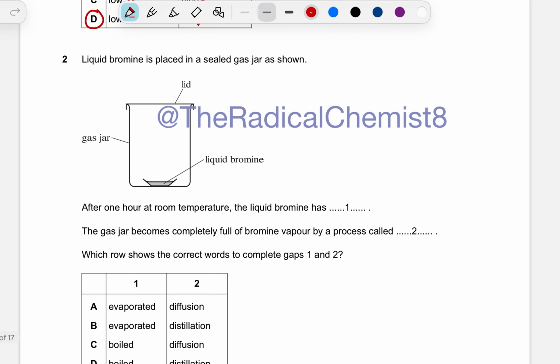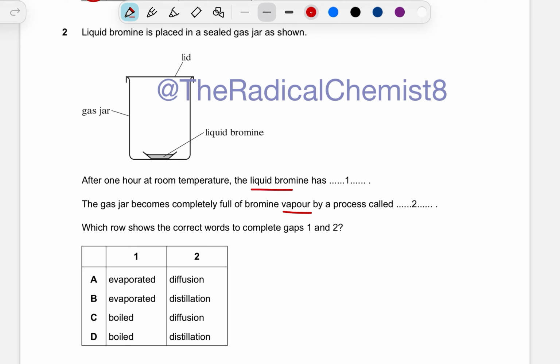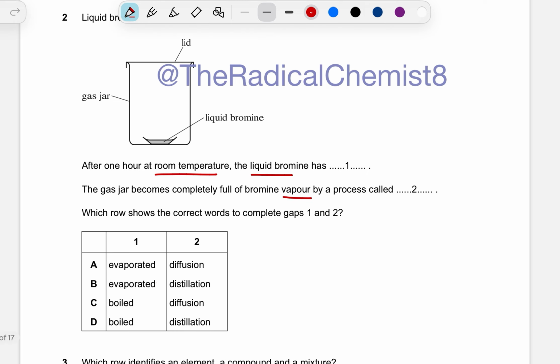Question 2. Liquid bromine is placed in a sealed gas jar as shown. After 1 hour at room temperature, the liquid bromine has something, and the gas jar becomes completely full of bromine vapor by a process called something. First of all, they've told you that you've got liquid bromine at room temperature, so you're not heating this up, and the gas jar is then going to be fully occupied by bromine vapor, so a gas. So the first option, the liquid bromine has evaporated, is correct. It can't be boiling because you're not heating up this gas jar.